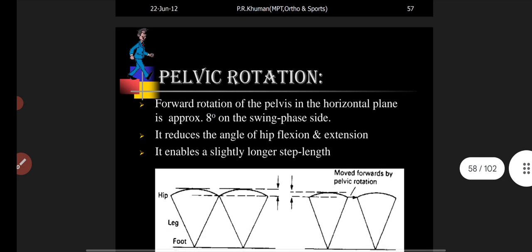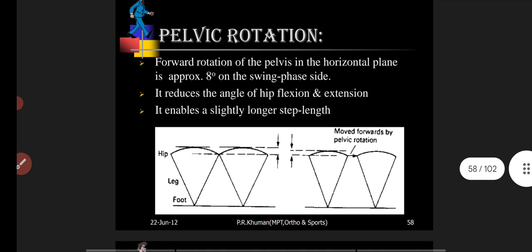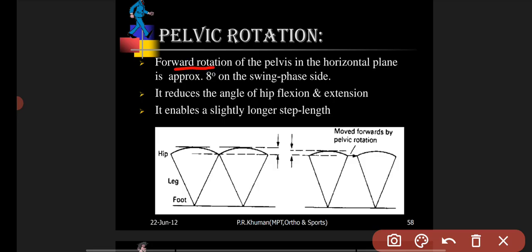The first determinant is the pelvic rotation. The forward pelvic rotation of the pelvis in the horizontal plane is approximately 8 degrees on the swing side. It reduces the angle of hip flexion and extension. It enables a slightly longer step length. So the first determinant of gait is the pelvic rotation.